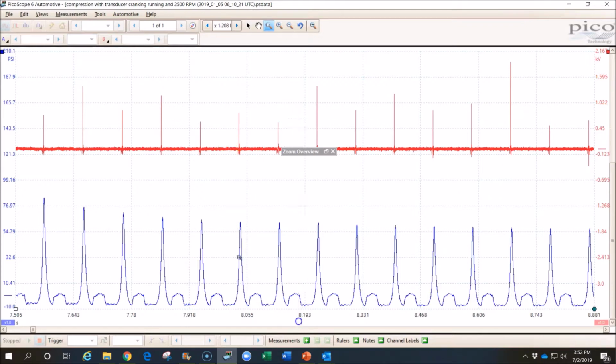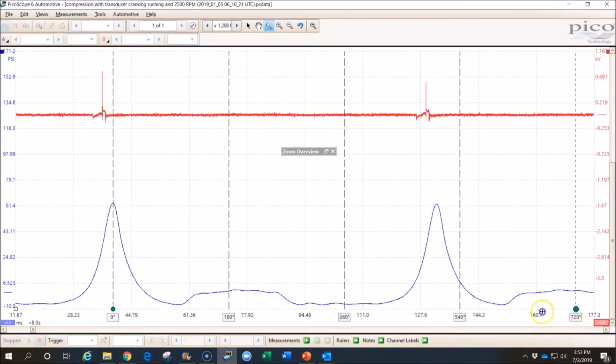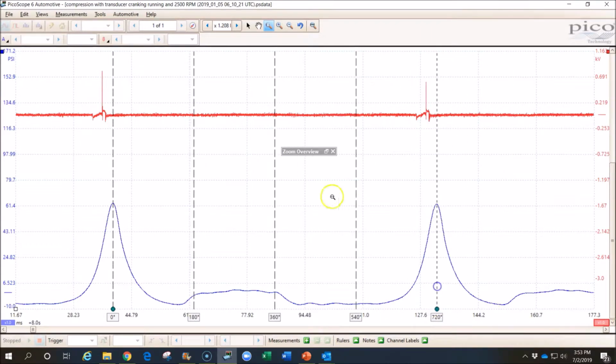So I'm going to zoom in on one of these events and bring my rulers over here to mark this off again. So if that's 0 degrees, we start at TDC, and that's 720 degrees. We can see that the spark occurred before TDC, as it should. But we can come over here and see exactly when this happened. And this is a useful tool sometimes when you're not sure if your ignition timing is correct.